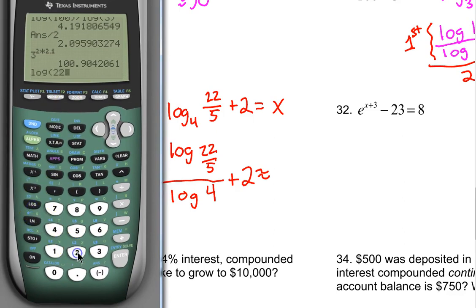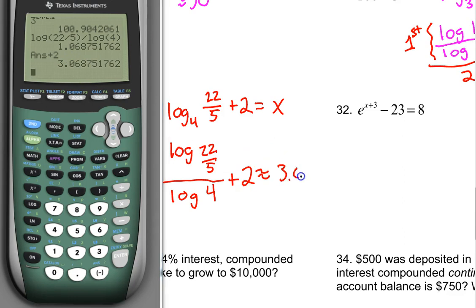So log of 22 divided by 5, divided by log of 4, and then add 2. We'll get 3.068, and then rounding the 8 will make this into a 7, so we'll get approximately 3.07.